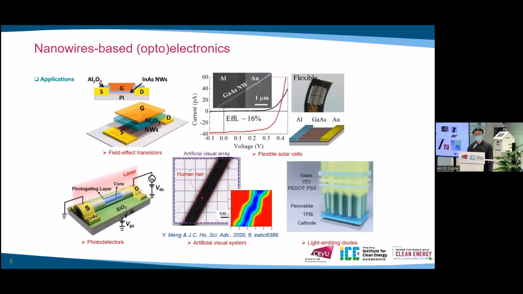And as for the device application, the nanowire can be used in different kinds of electronics and optoelectronics. For example, the high mobility field effect transistor using indium arsenide nanowire, and also the flexible solar cell based on gallium arsenide nanowire, and the high performance photodetector using photo-gating nanowire, and also the artificial visual system and other neuromorphic devices, and also light emitting diodes using nano-engineering methods.